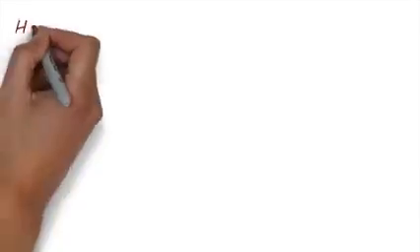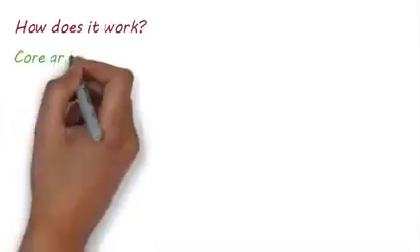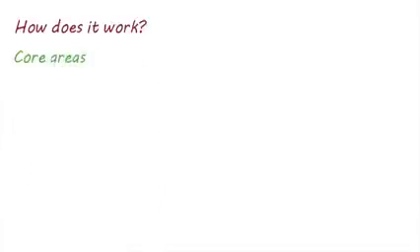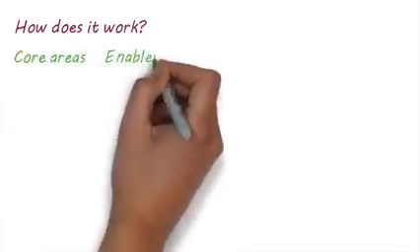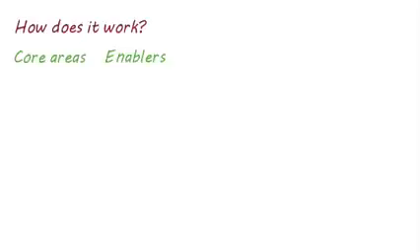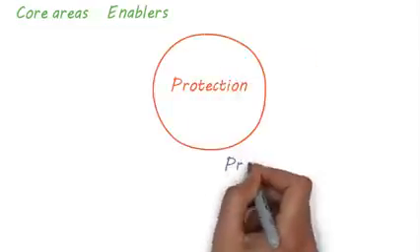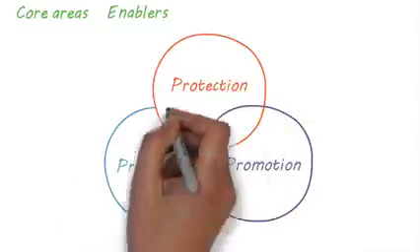Now let's have a look at how public health works. The World Federation of Public Health Associations has developed a useful framework to understand how public health is delivered. There are 3 core service areas of public health and a group of enablers that ensure that these services can occur effectively and efficiently. The 3 core areas of public health are protection, promotion, and prevention.